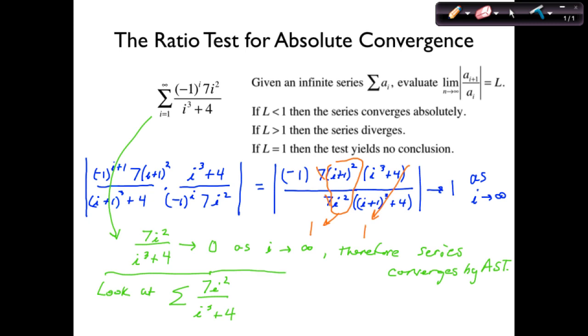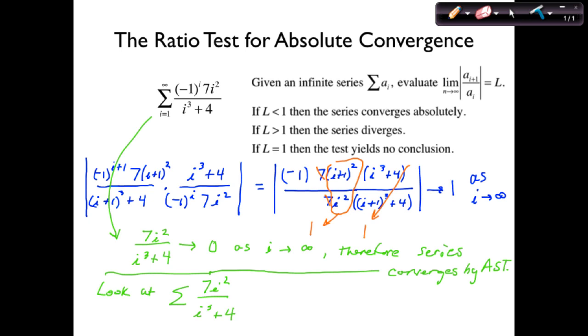What do you think? So we have to reach into the toolbox and see what tools we have to see if 7i squared over i cubed plus 4 is going to converge or not. So is it geometric? Is it a p-series? Similar. So can we compare it to a p-series? What p-series would we compare this to?